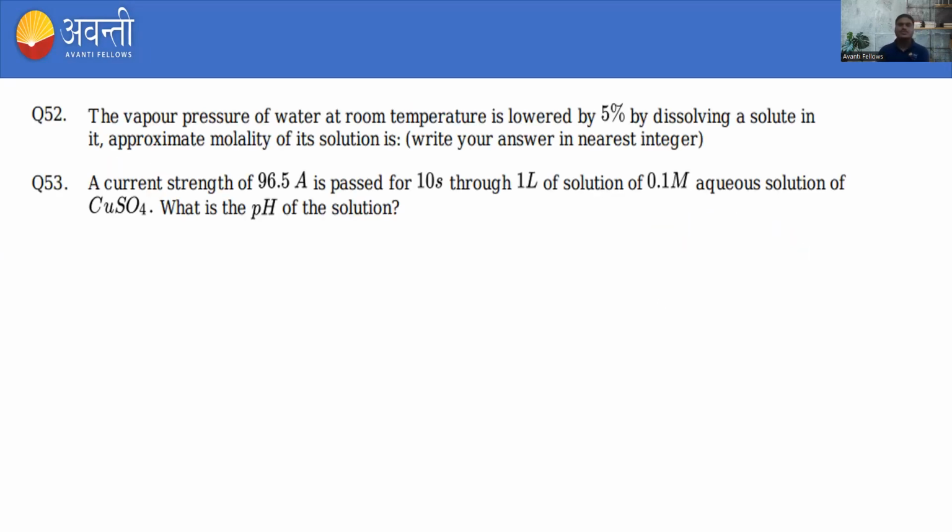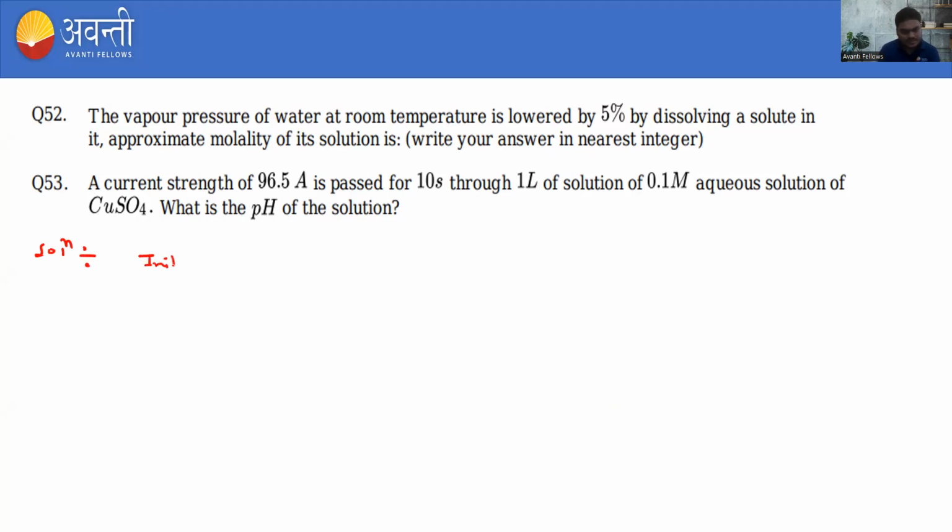Now move to the next question, that is 52. So what the question number 52 we generally ask? So क्या पूछ रहा है भाई 52 question? So they are asking the vapor pressure of the water at the room temperature is lowered by 5 degree by dissolving a solute in it. Approximate molality of the solution is. So you have to calculate the molality of the solution, right? So let us assume that this question is numerical based question. ठीक है.